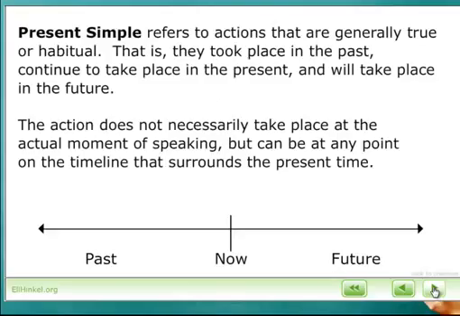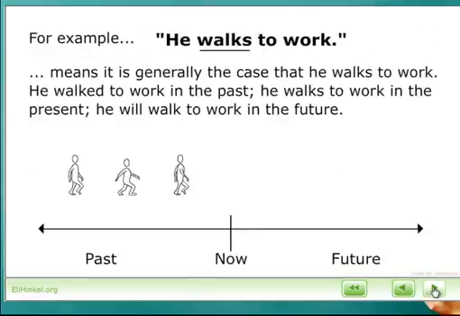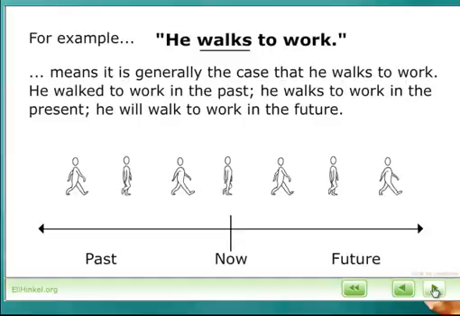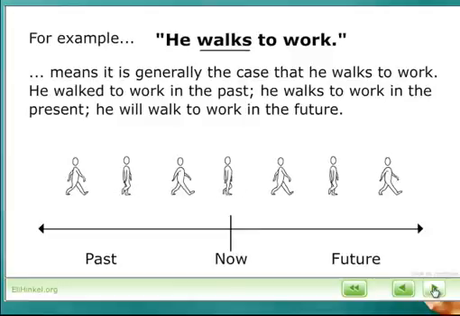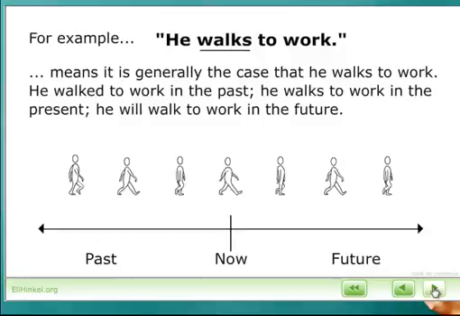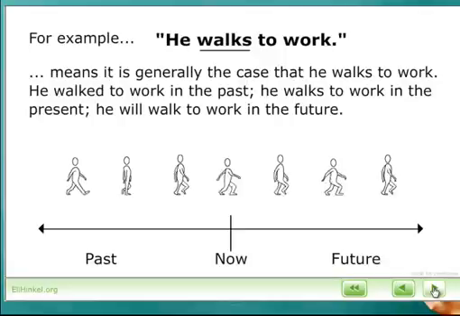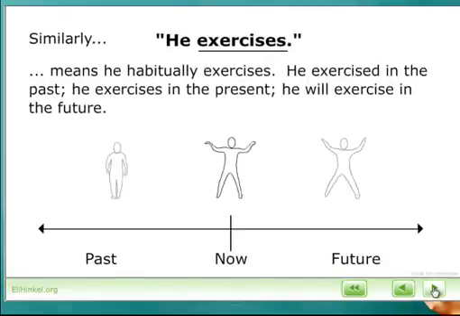Let's go ahead and move on to present simple. Present simple is talking about something that habitually happens over time. It's something that took place in the past, taking place in the present, and will take place in the future. Doesn't mean that it's happening right now. Let me give you an example. He walks to work. Does John drive to work? No, he walks to work. That's something that he does, an action that takes place time and time again. He's walked in the past, he's walking in the present, and he'll walk in the future. Same thing with he exercises.